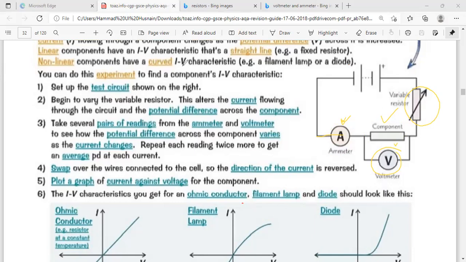Now you can take many readings and then take the average of them, and then you can put it in the graph by plotting different values. Then you will have an IV graph for different components. If the component is an ohmic device, you will get an IV curve like this. If the component is a filament lamp, you will have a curve like this, and if you have a diode, you will have a curve like this. So have you understood this concept?